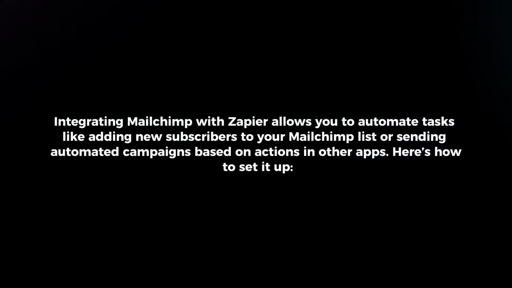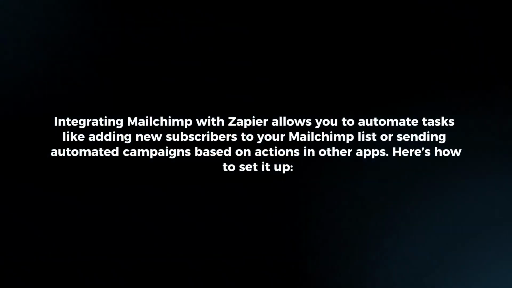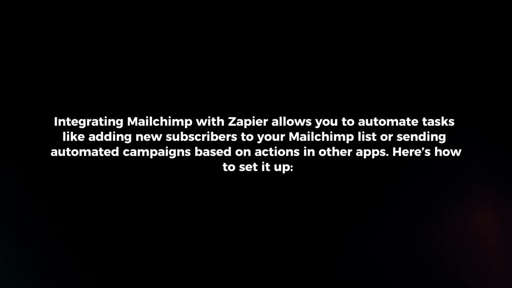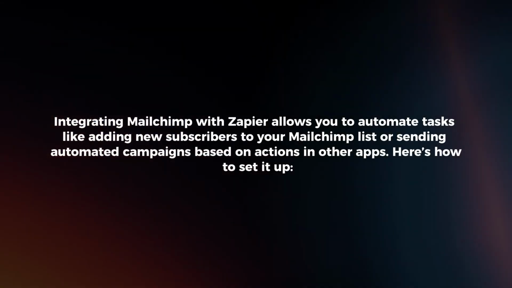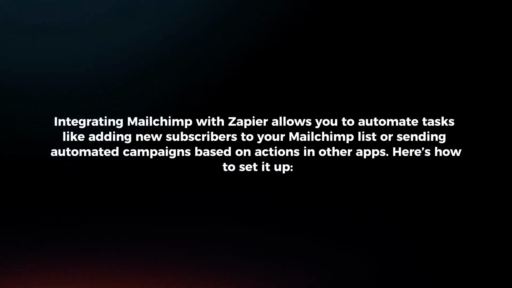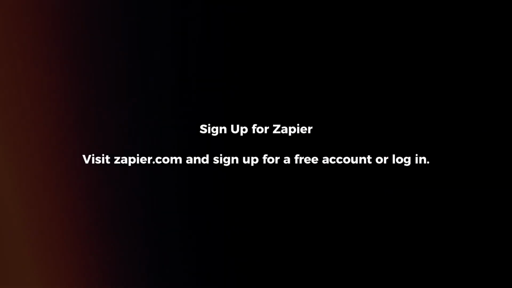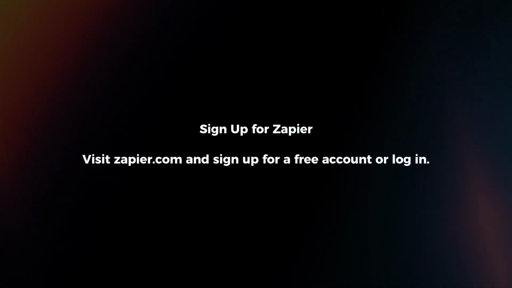Integrating Mailchimp with Zapier allows you to automate tasks like adding new subscribers to your Mailchimp list or sending automated campaigns based on actions in other apps. Here's how to set it up. Sign up for Zapier. Visit Zapier.com and sign up for a free account or log in.